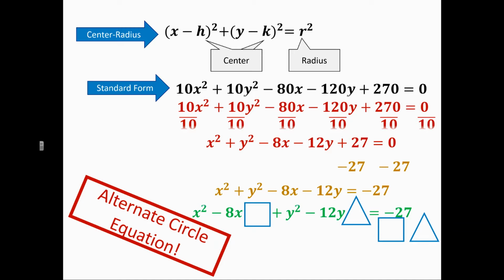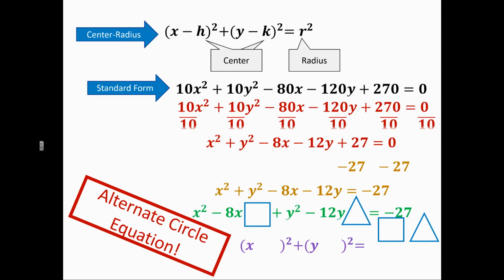That would be step 4. Step 5, we are going to write exactly what we want to have happen. We want it to look like the center radius form. So the parentheses with the x in the squared, parentheses with the y in the squared, equals, hopefully, our radius squared will be on the other side.